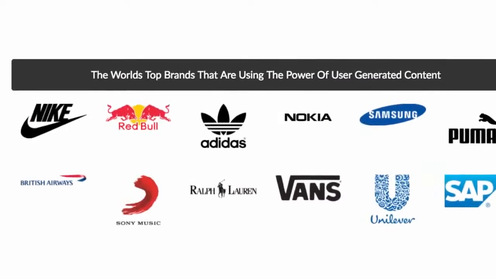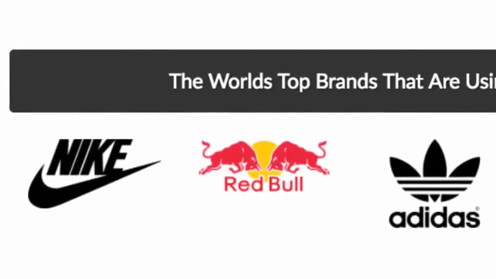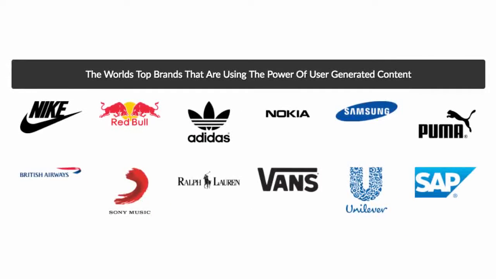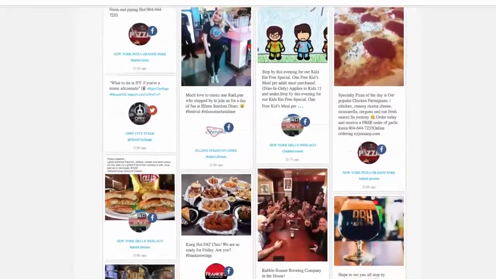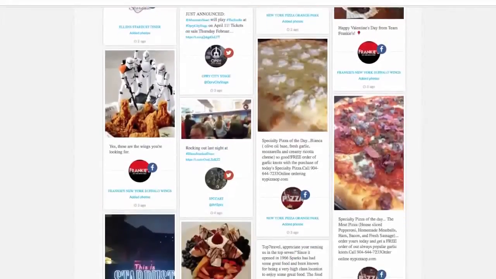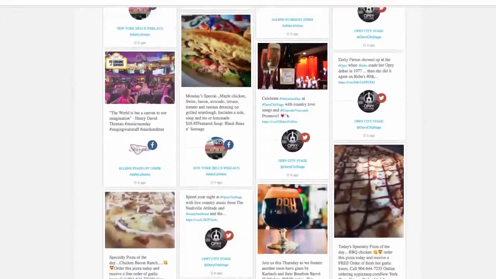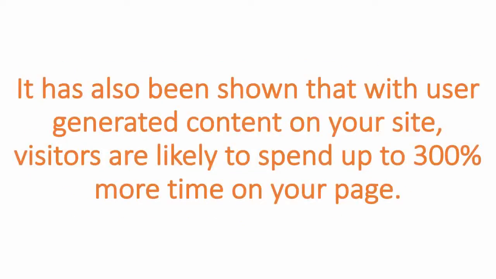Companies such as Red Bull, Nike, Mercedes-Benz and many others have begun using user-generated content in their marketing, and it's working. Studies have shown a 250% increase in visibility for brand-specific content when displayed as part of a social wall. This is perfect for getting your brand out there, but it means nothing if people aren't visiting your site. How about getting users to explore and interact with your business? It has also been shown that with user-generated content on your site, visitors are likely to spend up to 300% more time on your page. This increases clicks, conversions, and sales.